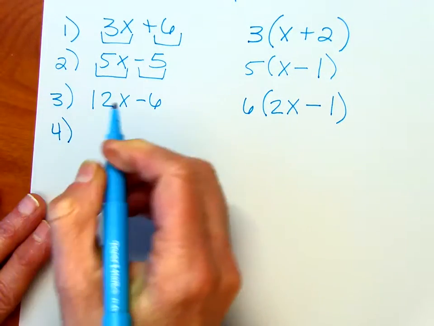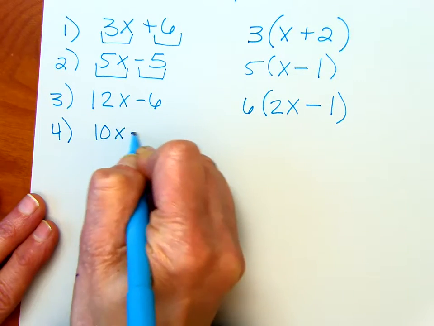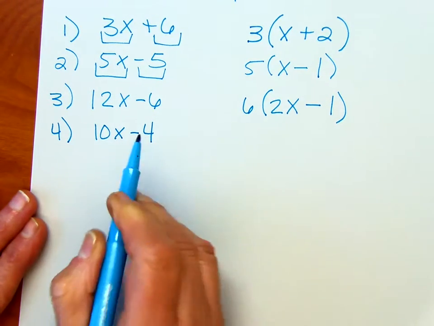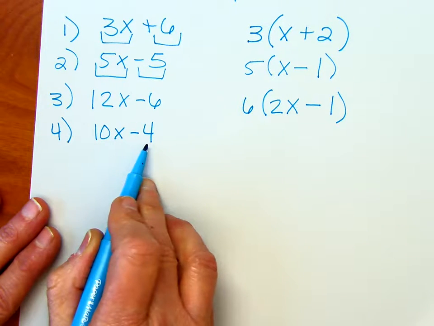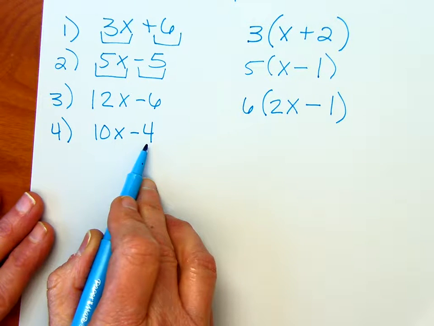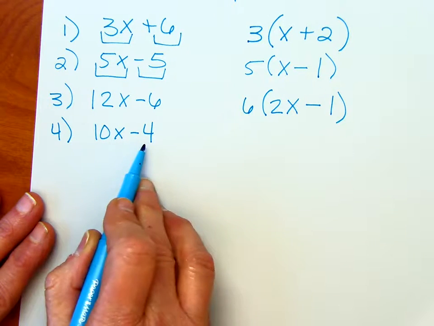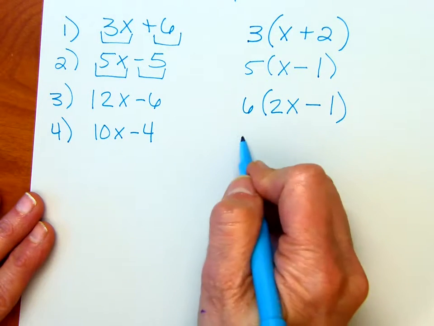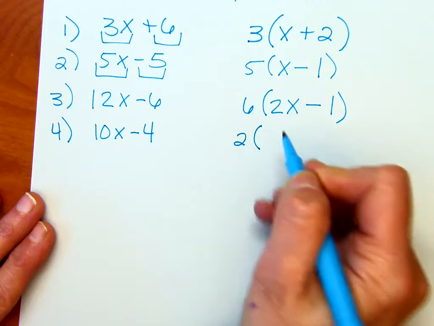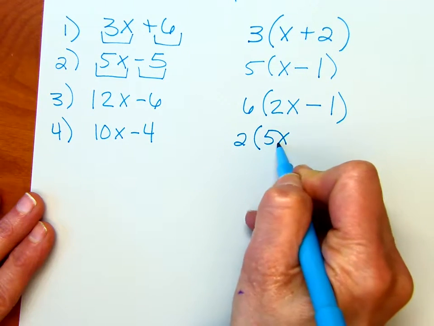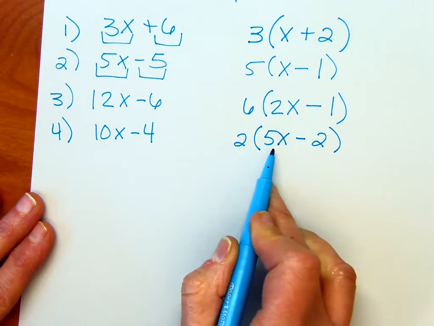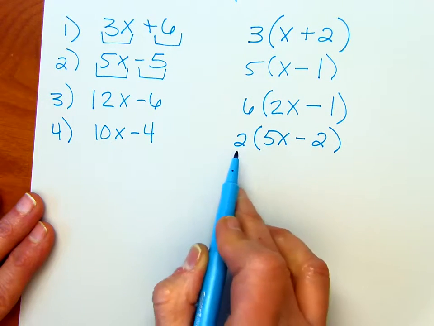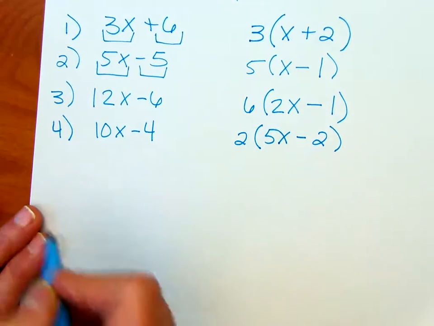Another one is 10x minus 4. Well, 4 does not go into 10, but 4 and 10 have another common factor of 2. 2 goes into 10 and 2 goes into 4. So we could have 2 times the quantity of 5x minus 2. Because 2 times 5 is 10, and then 2 times 2 is going to be 4.